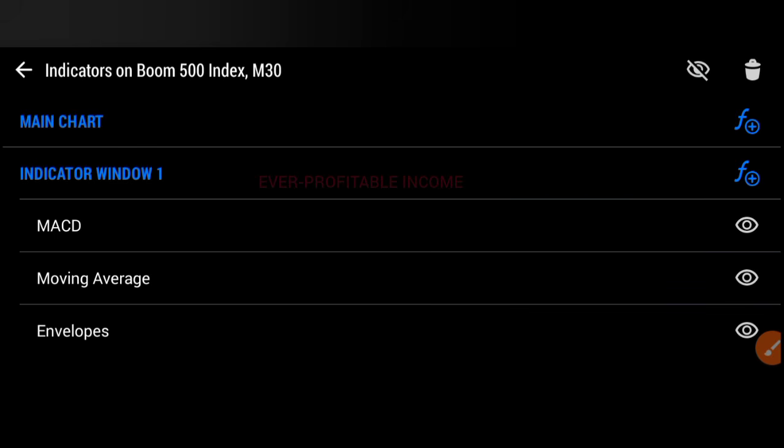Okay, so that is the setting of our indicator. Now let's head over to our chart. Let's see how we can also use this indicator towards cap, boom, and crash. Now I'm going to explain that when we head over back to our charts. And you can also use this indicator also on volatility indices. Okay, now stay with me as I show you how to apply that.